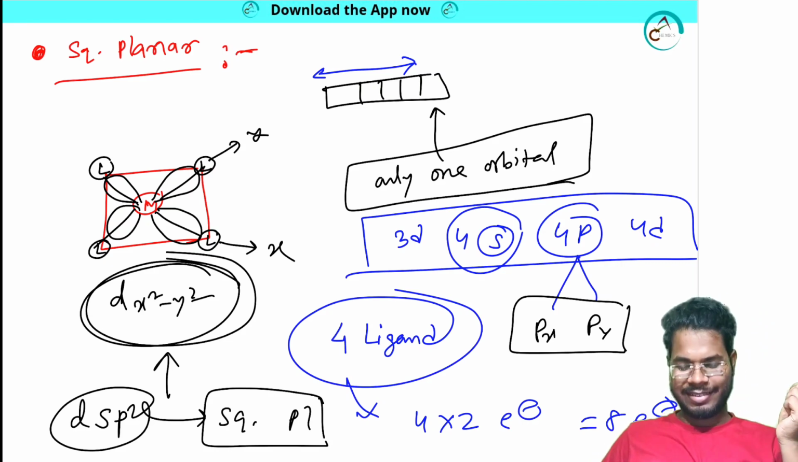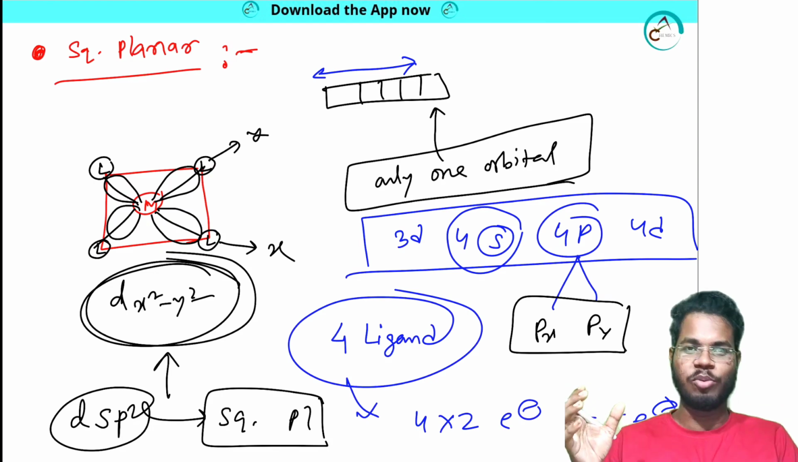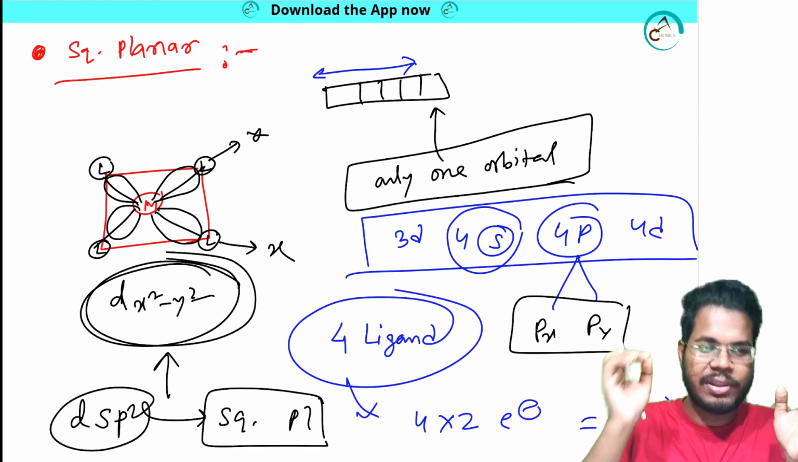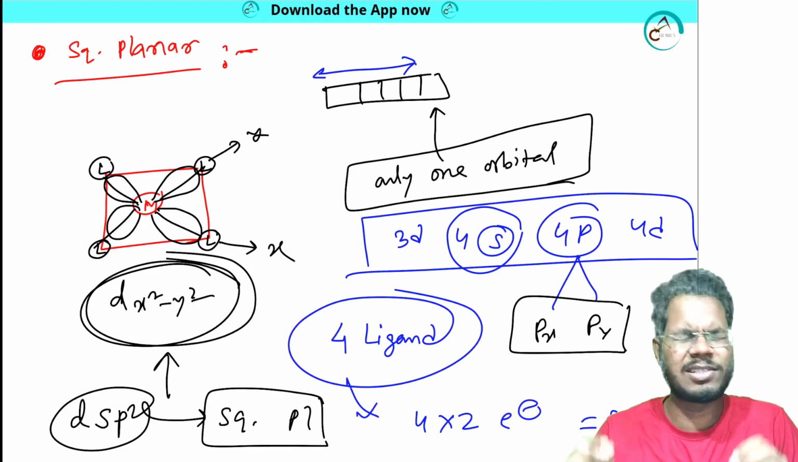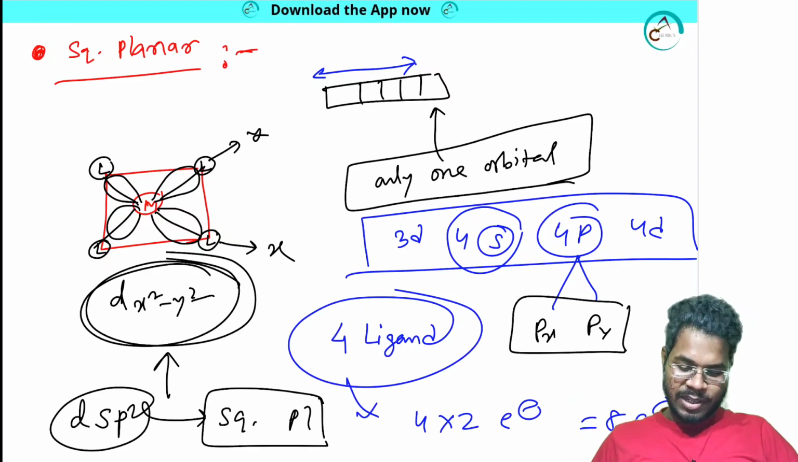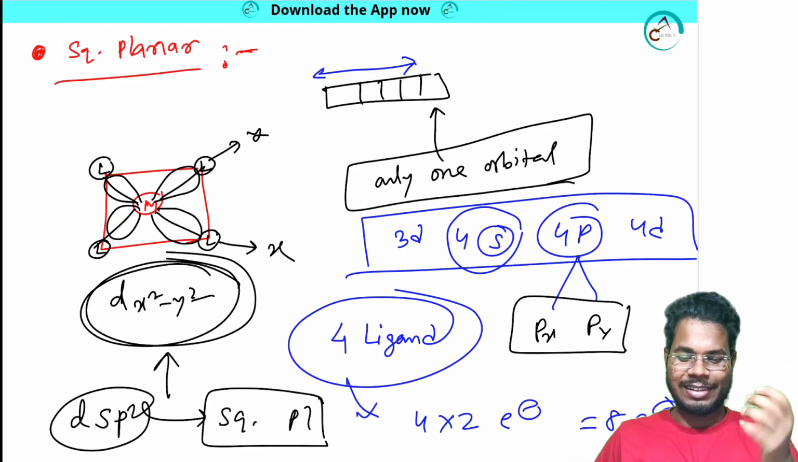It's really amazing, right? Everything you knew till now is getting interesting. Everything will be interesting. Just wait for the CFT. It's quite interesting, the whole CFT. Okay, so now dsp2, that is square planar. You have already got the hybridization.